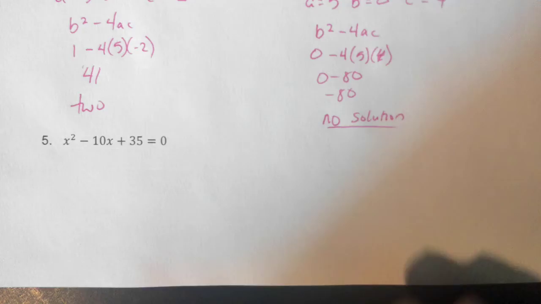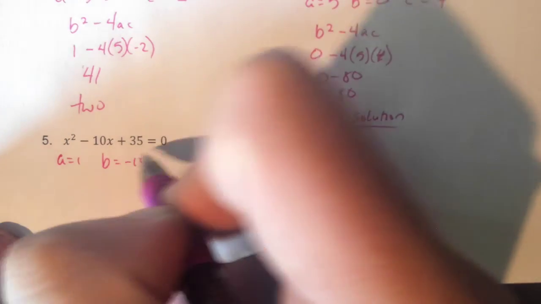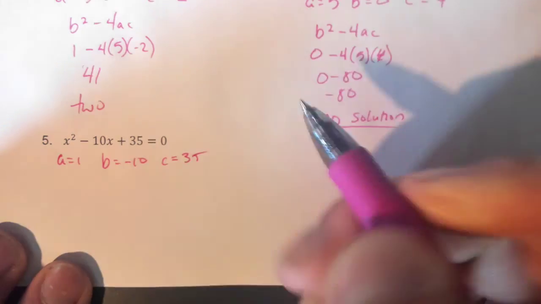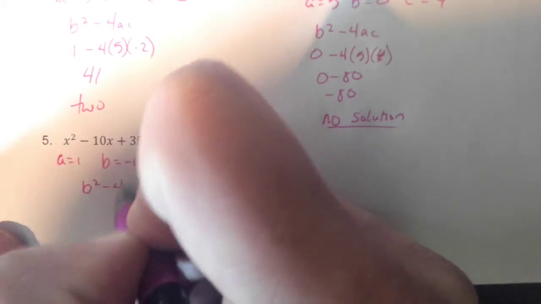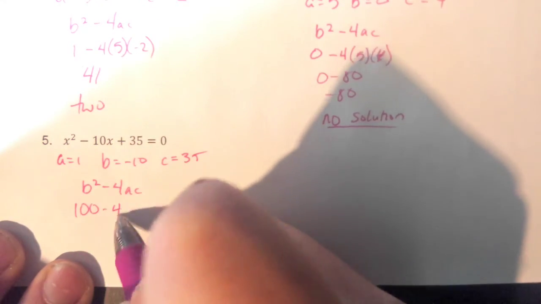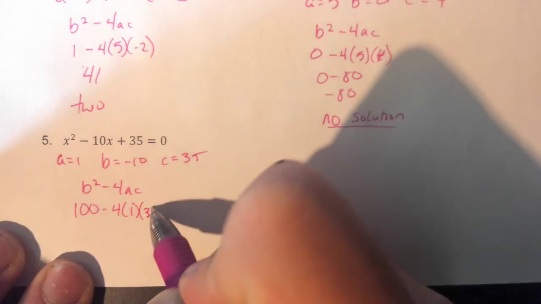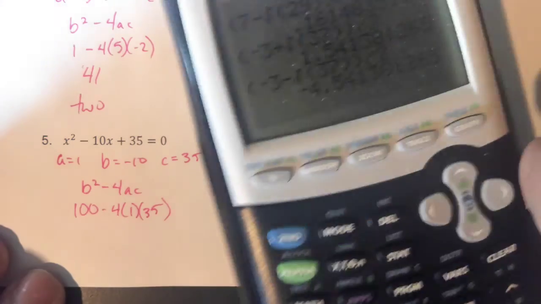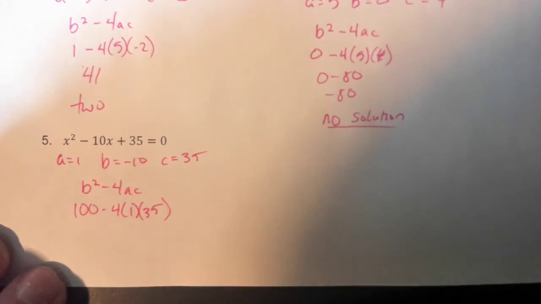Try 5 on your own. See if you get it. A is 1. B is negative 10. C is 35. B squared minus 4ac. Okay, b squared would be 100 minus 4 times a times c. 4 times 35 is what, 140?